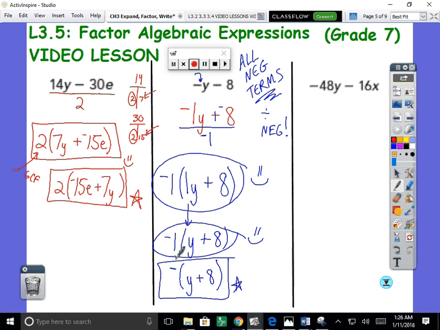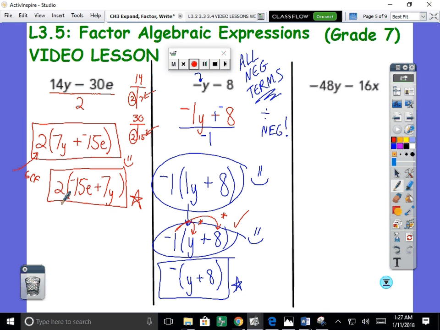It's like right here, it's like saying -1 times y would get me a -1y. And -1 times 8 would get me a -8. Oh, that actually was the original problem. It checks out. Go back to this last one. Let's do a quick check.